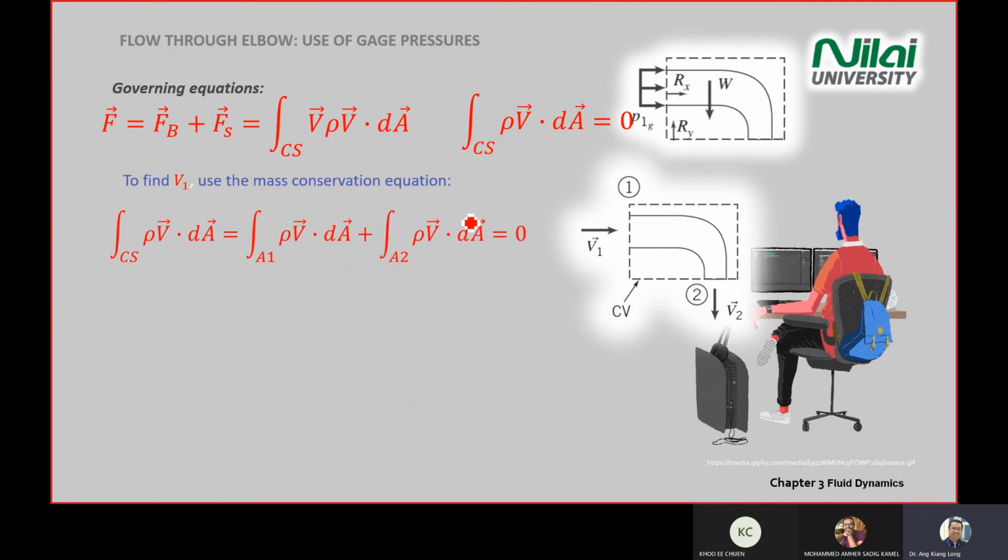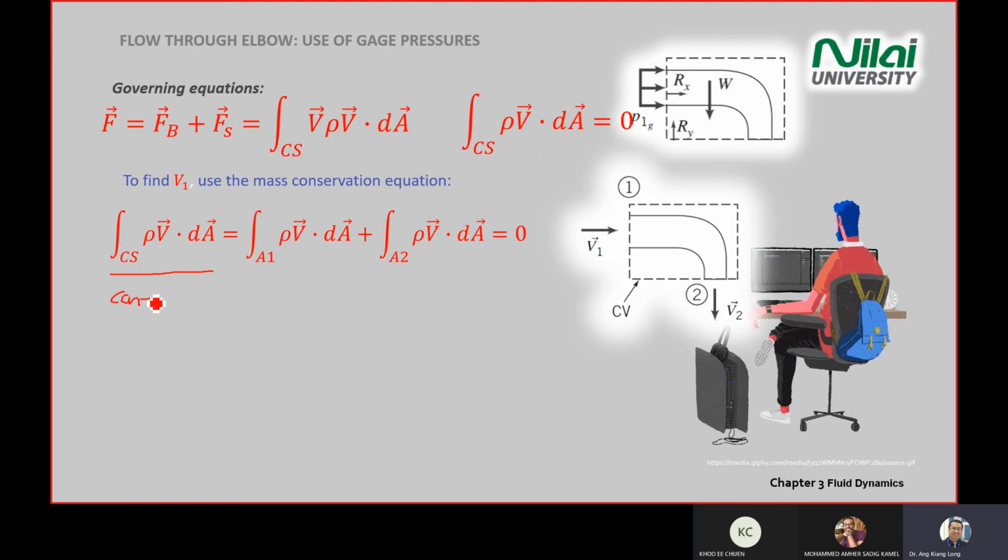So you need to use the second equation, which is the mass continuity equation, a conservation of mass equation, to solve for V1. So how do we solve for V1? You copy the continuity equation, integration of rho V dot dA.